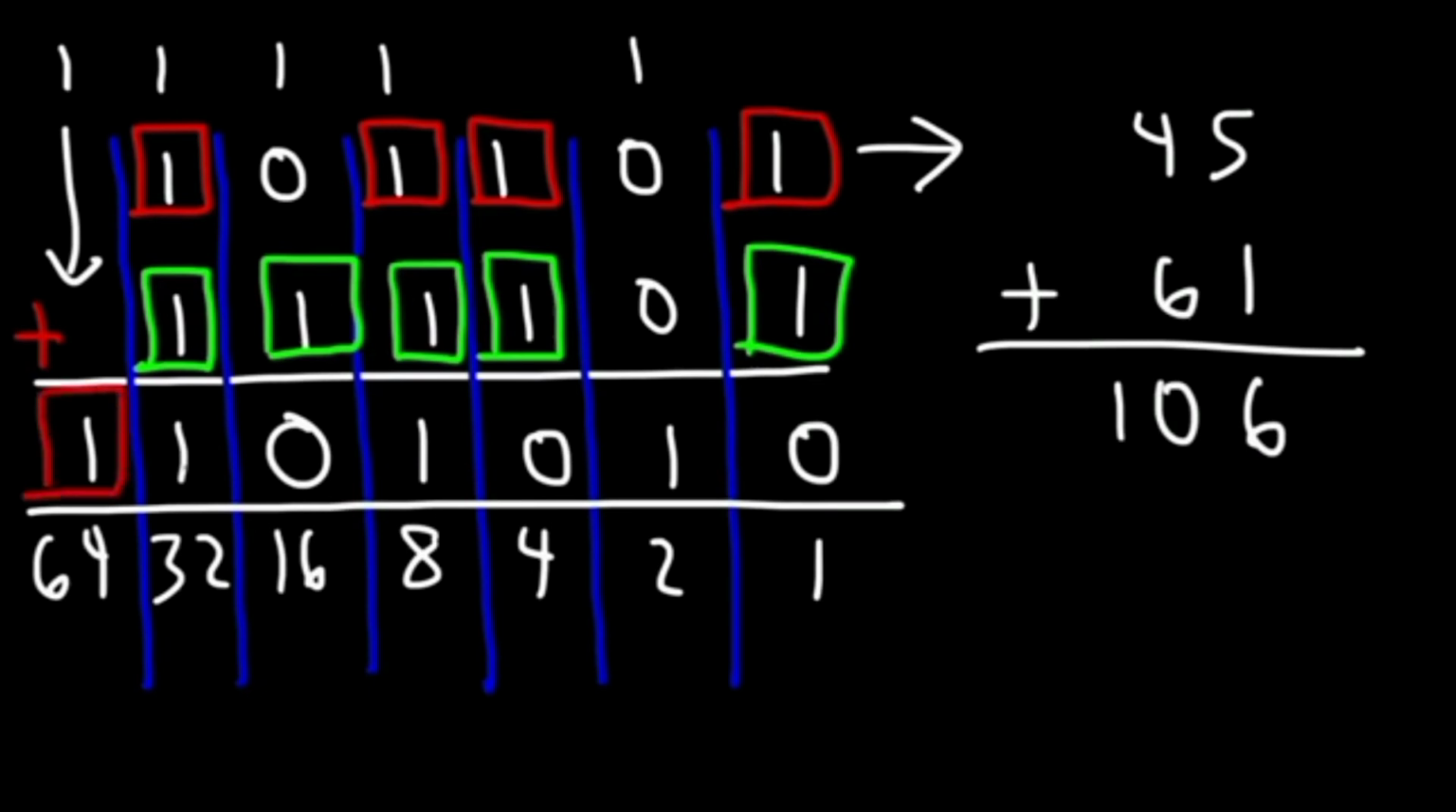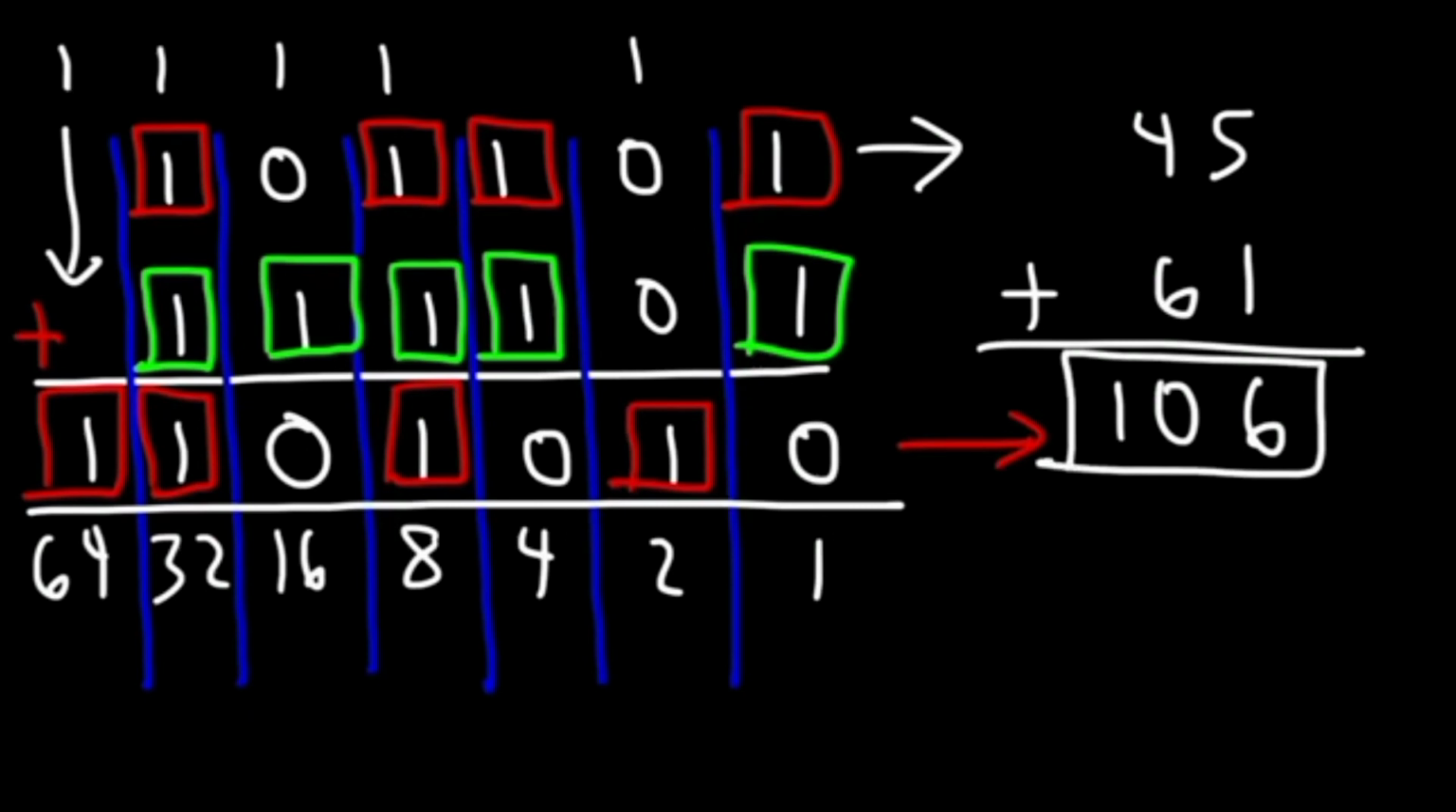Now we have a 64 plus a 32, so that's 96. 96 plus 8 is 104. 104 plus 2 is 106. And so our answer is indeed correct. So this is the final answer right here: 1101010. Now let's move on to our next topic, that is how to subtract binary numbers.